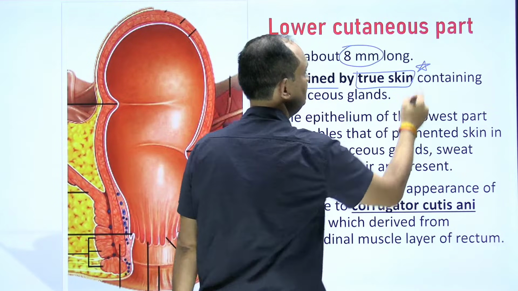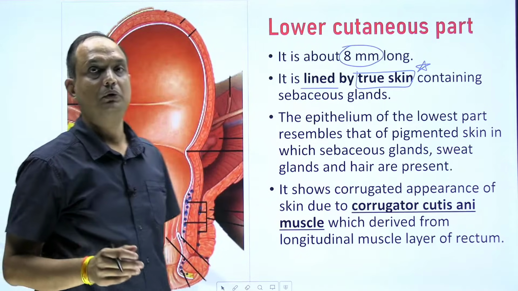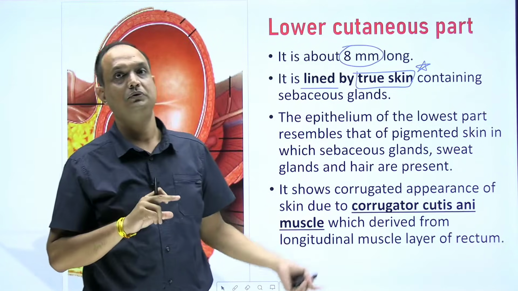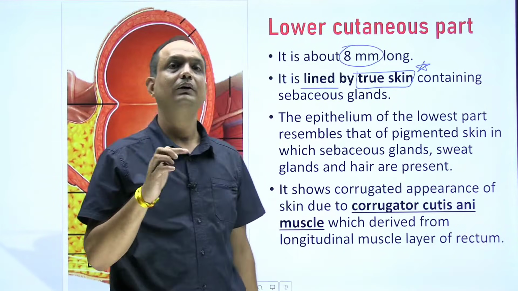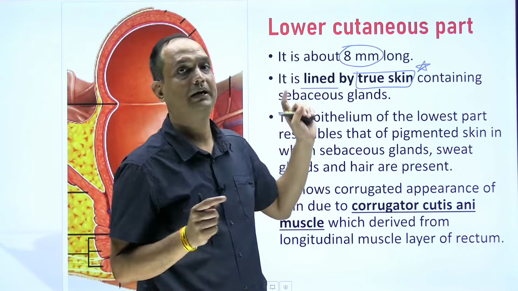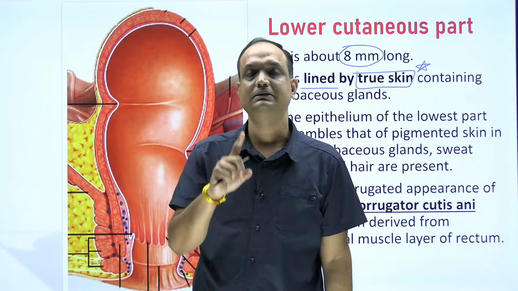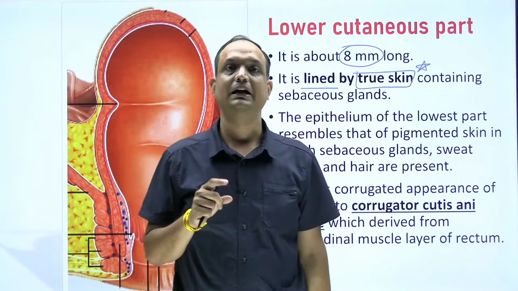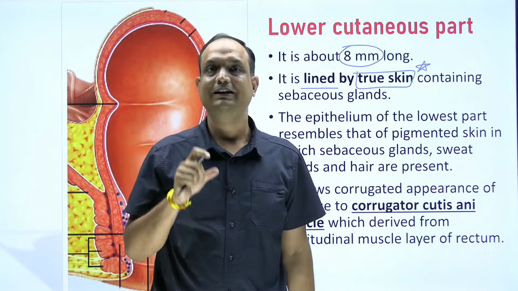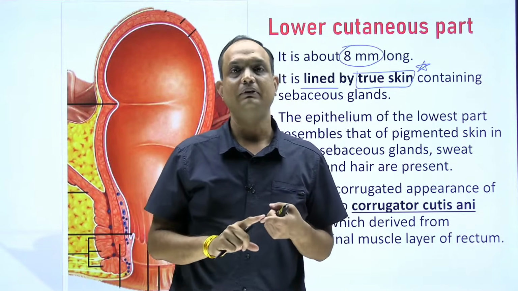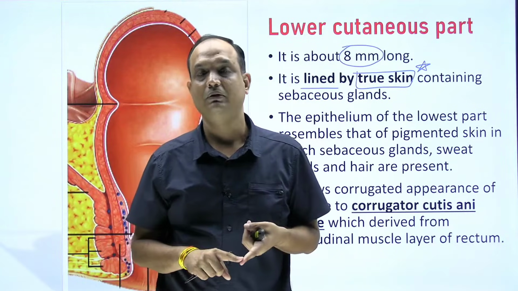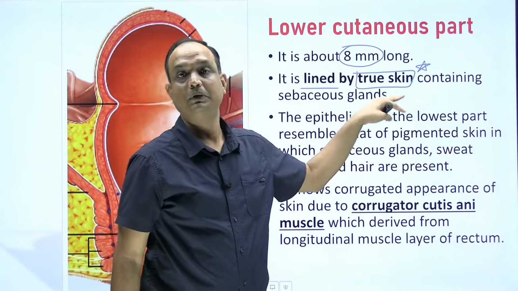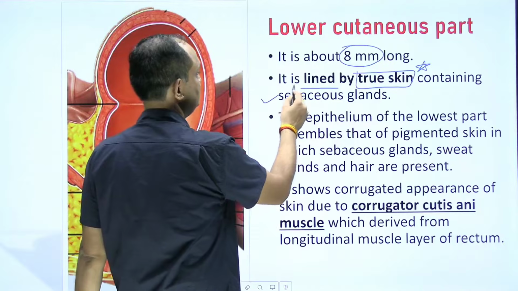Now, this is important to understand: I already told you the area below the pectinate line, that means the middle portion and this lower portion, both develop from ectoderm. But what is the difference between the lowermost part and the middle portion? The first difference is that the middle portion is 15 mm long, this is 8 mm long. The second difference is that the area above the white line of Hilton, that means the middle portion, has a lining of non-keratinized stratified squamous epithelium, while this lowermost part is lined by true skin. And because it is lined by true skin, it has sebaceous glands.